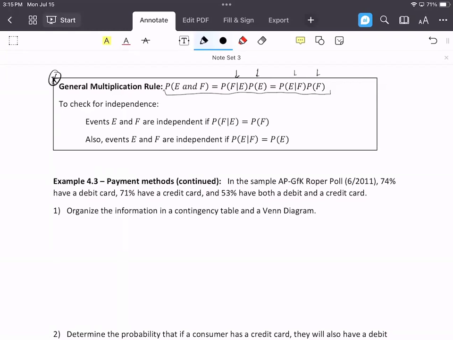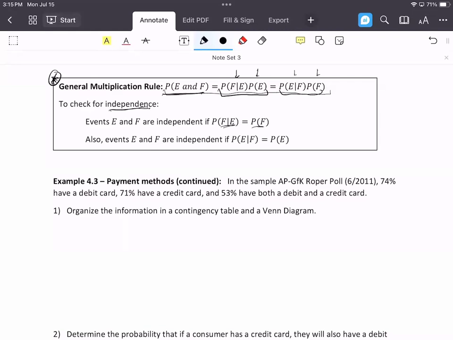Before, if the events were independent, we could use that simpler multiplication rule. But now we don't know if they're independent or not. So to find the probability of E and F without knowing if they are independent, we're going to need to use these instead.